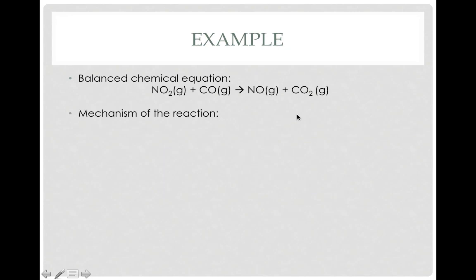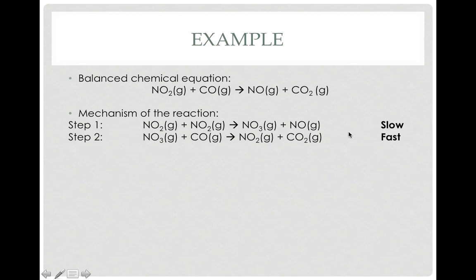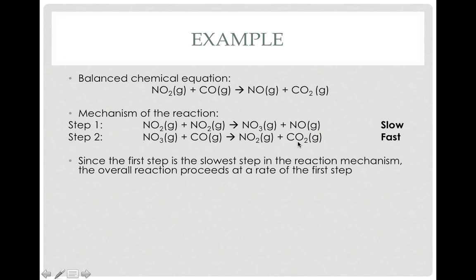The mechanism of this reaction, which was determined experimentally, was figured out to be broken down into two steps. The first step is where NO2 and NO2, so two separate NO2 molecules, react to form NO3 and NO. This is a slow reaction step. And then there's a second step where the NO3 that was generated reacts with carbon monoxide, one of the other reactants, to generate NO2 and CO2.